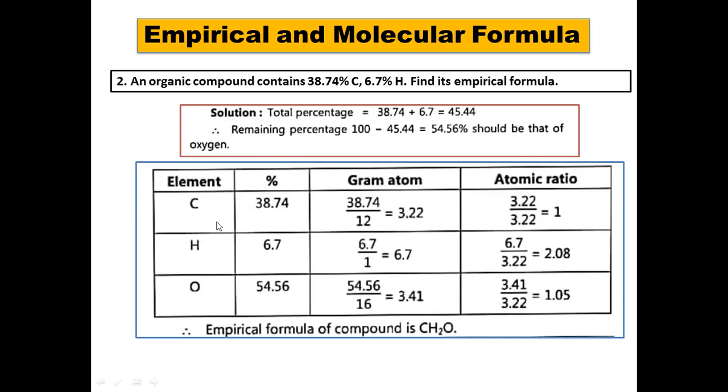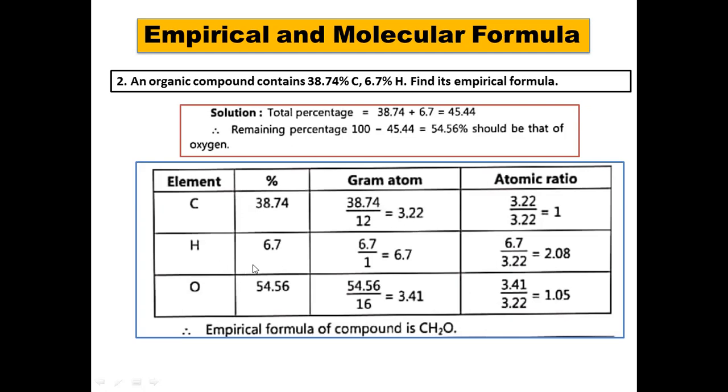So here, as previously, we have calculated the gram atom. Similarly, we'll calculate the gram atom in this problem also. Our elements are the same: carbon, hydrogen, oxygen. The percentage of carbon is 38.74%. The gram atom will be the given weight percent divided by the atomic weight. So 38.74% divided by the atomic weight of carbon, 12. The answer is 3.22.